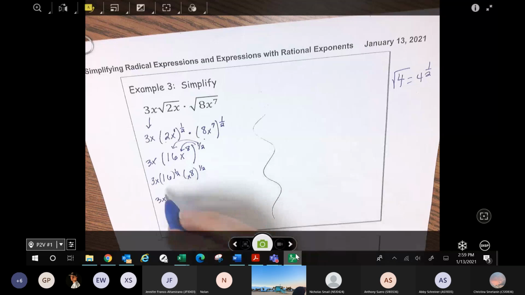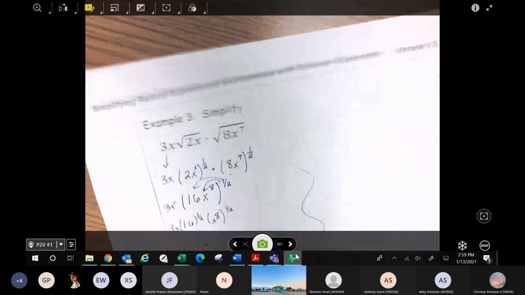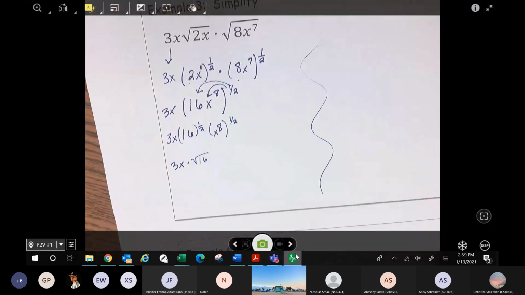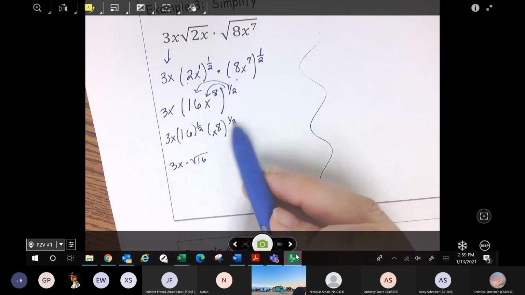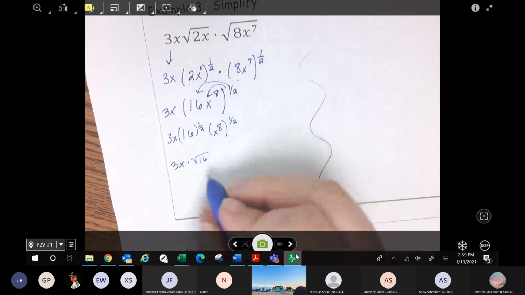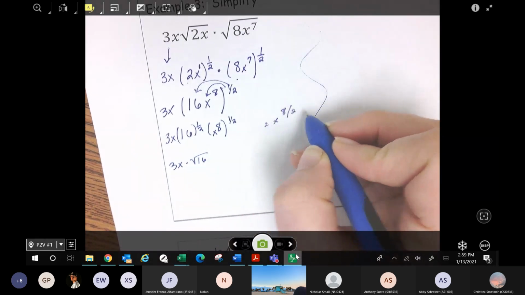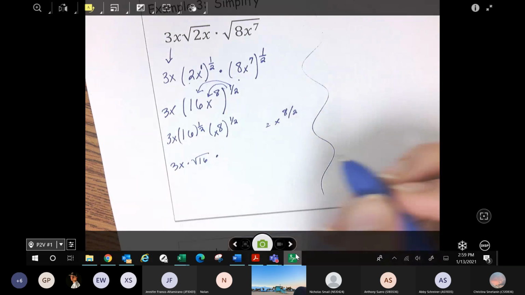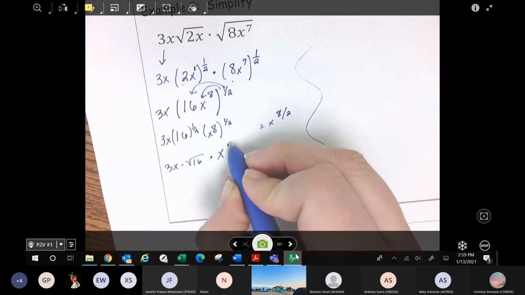So 16 to the 1/2 power is really the square root of 16. You'll see that it's a little small. And then we multiply our exponents here. 8 times 1/2, that's really 8/2. What's 8 divided by 2? That should give you 4. So this is really x to the 4.